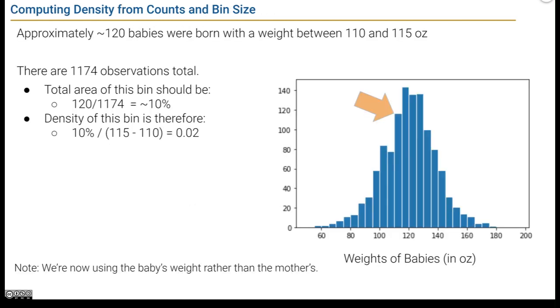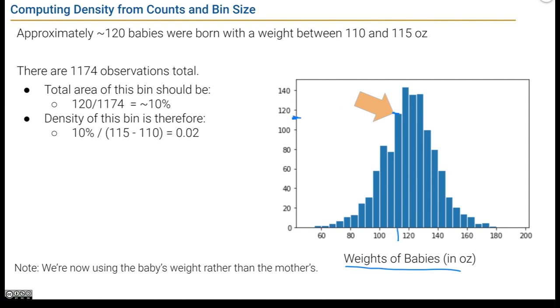So let's also try this. I'm going to give us a new histogram. This is not looking at the maternal weight. We've switched. We're looking at the weights of the babies after they're born. So that's why our histogram looks slightly different. And I want you to practice how we could shift this now to a density histogram. So let's practice just converting one output here.